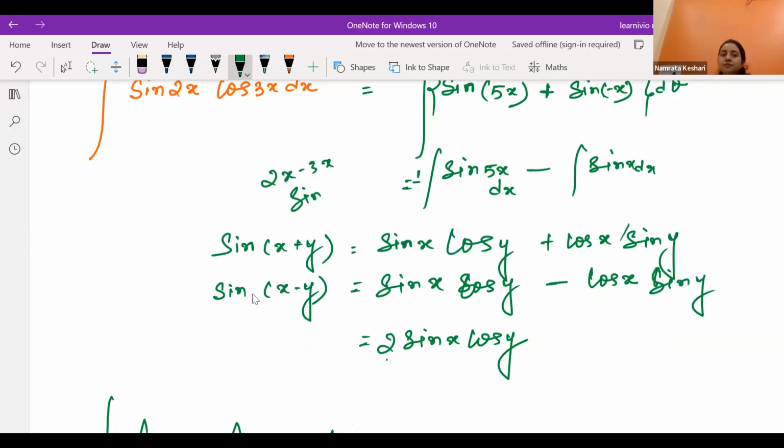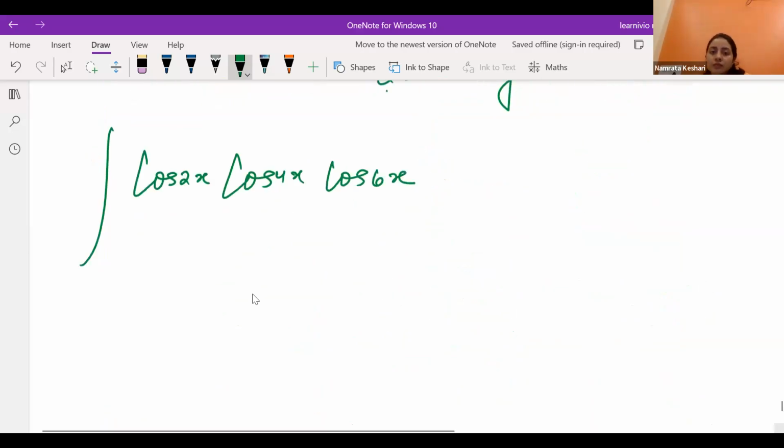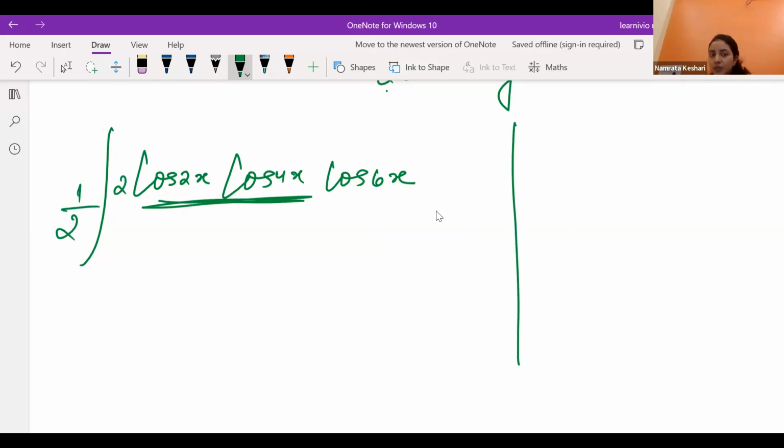Now what about this one? Can we take these two together? Let's try. Okay, maths is all about trying. Whatever is coming to our mind, we must try it. Then only you will learn it. So can we take cos 2x, cos 4x together? Yes, maybe. Okay. Then if we take cos 2x, cos 4x together, here only, if you want to multiply by 2 and divide by 2, you can do so. So 2 cos 2x cos 4x.